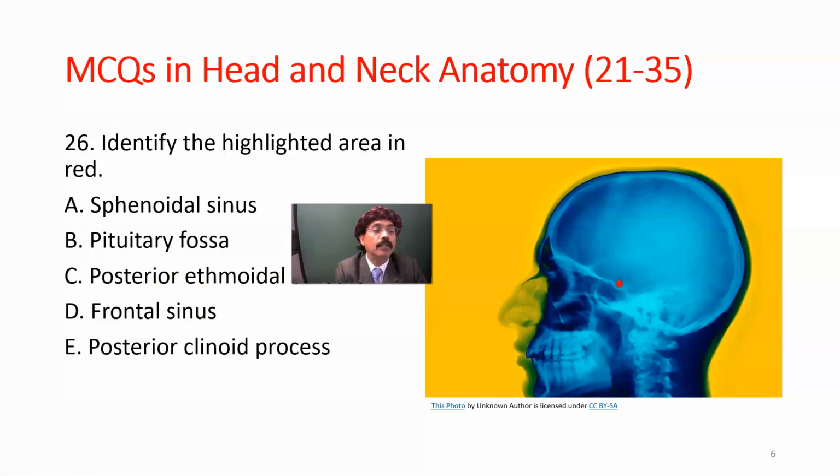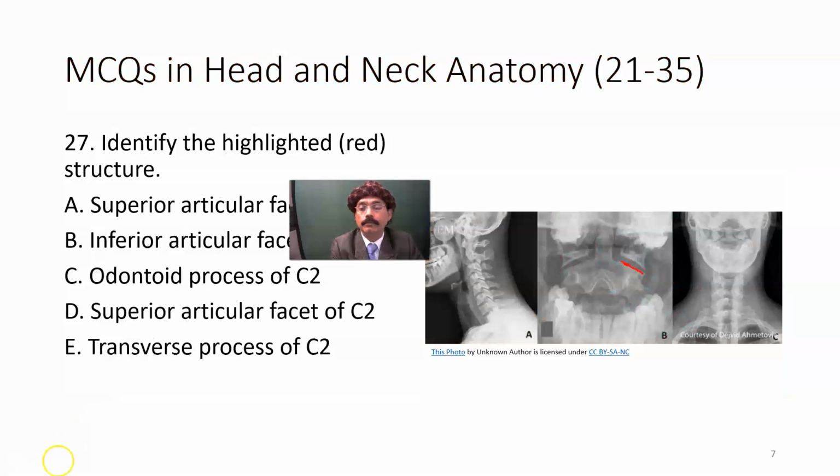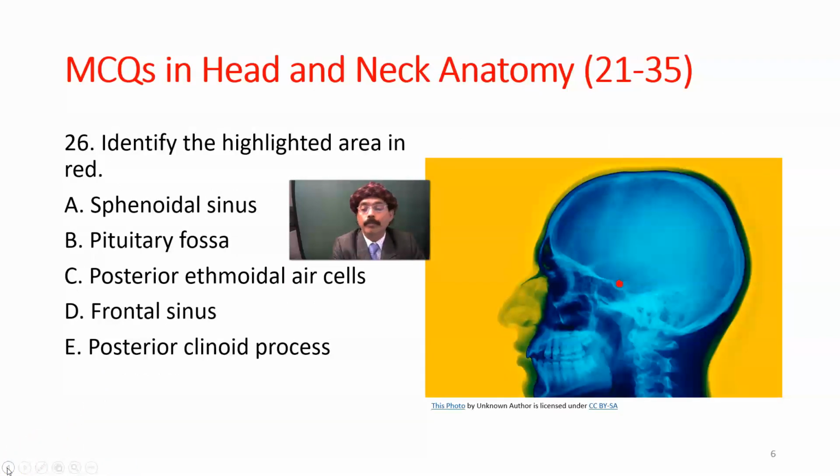Posterior ethmoidal air cell, no, that is not the posterior ethmoidal cell. Frontal sinus, that is also not. Posterior clinoid process, that should be here, so this is not the case. This is the fossa, and that is the pituitary fossa. It lodges the pituitary gland. Okay, we got the pituitary gland.